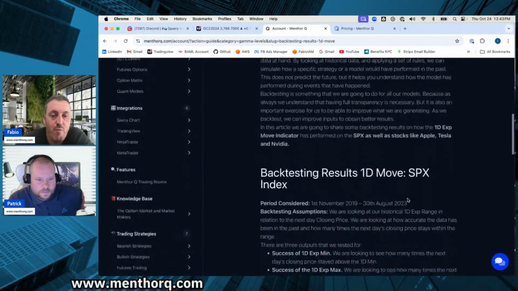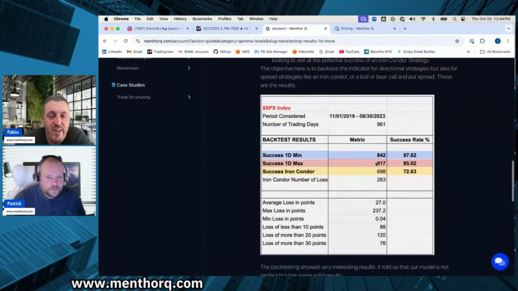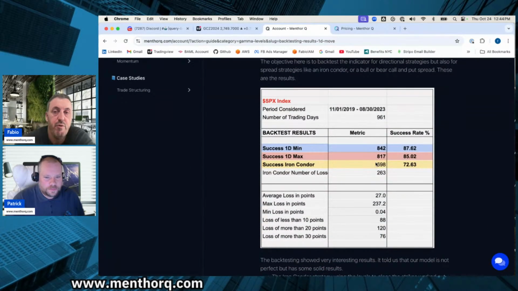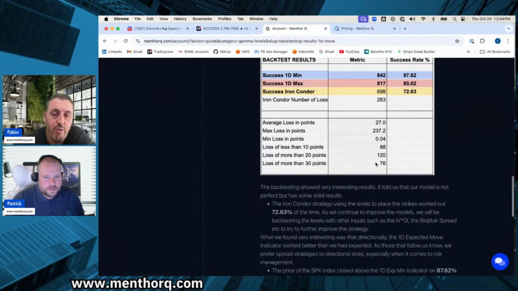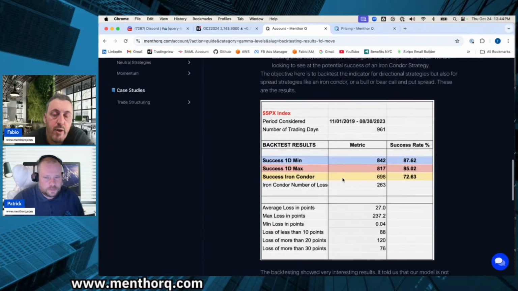So the backtesting was done at the end of last year. The period is 4 years of data, looking at options data on SPX from the 1st of November 2019, so before COVID, to August 30, 2023. We've shared it before, so it's available on the website. You can also access the data right here. If you want to access the Excel file that was used for the backtesting, you can find it here. You can actually run your own backtesting as well.